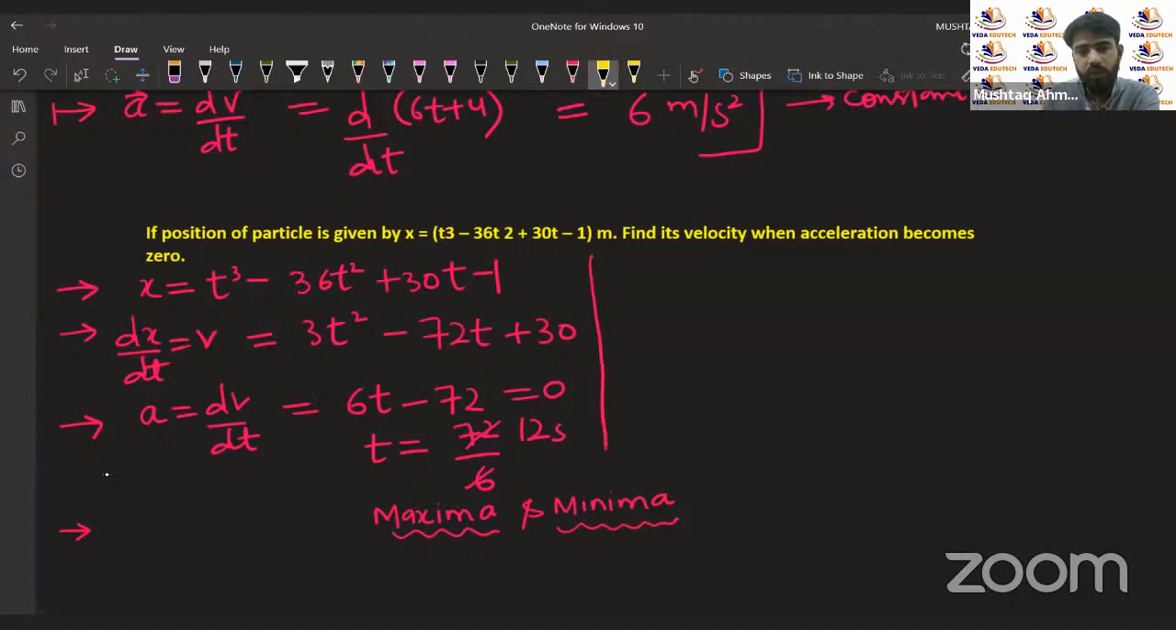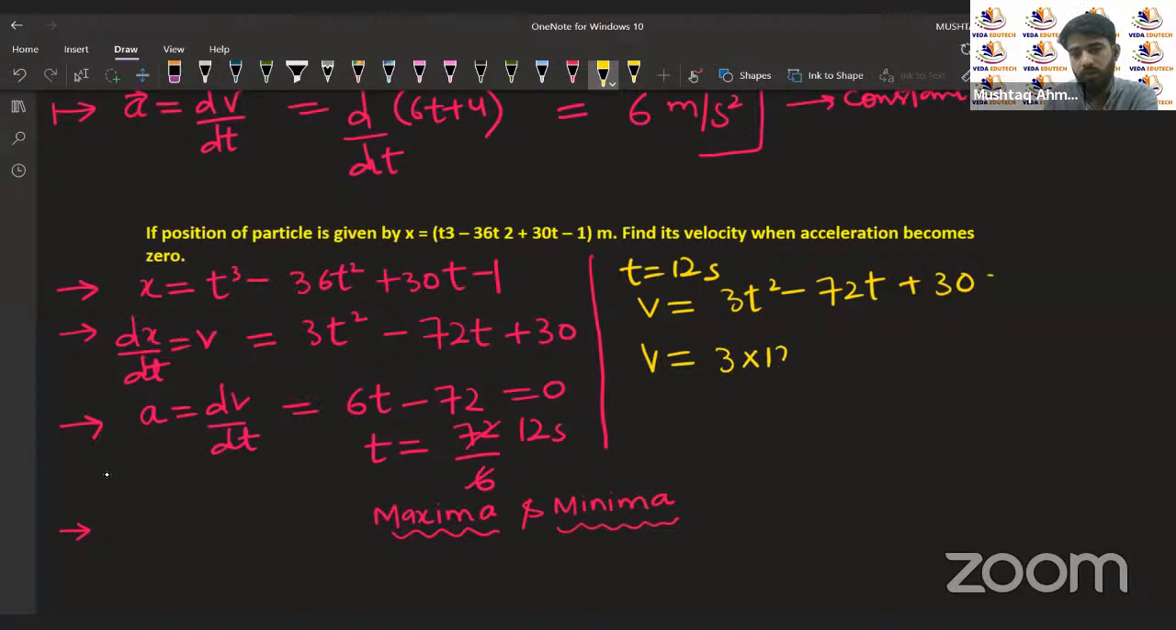So if we put time t equal to 12 seconds in the velocity equation. In the velocity equation, what is our velocity equation? It's 3t square minus 72t plus 30. So we'll just put the value of time here. 3 into 12 square minus 72 into 12 plus 30.